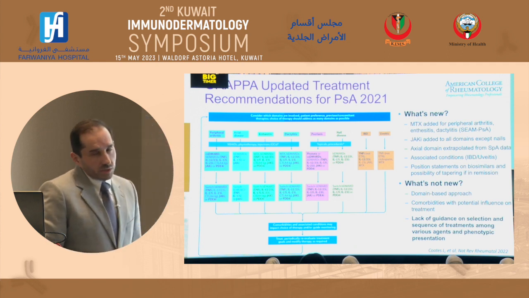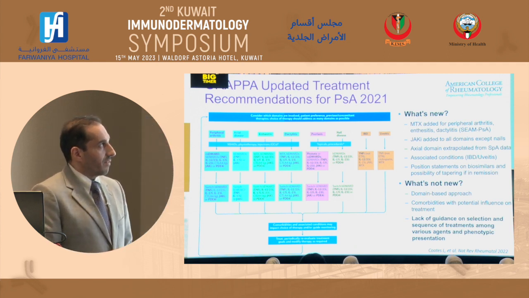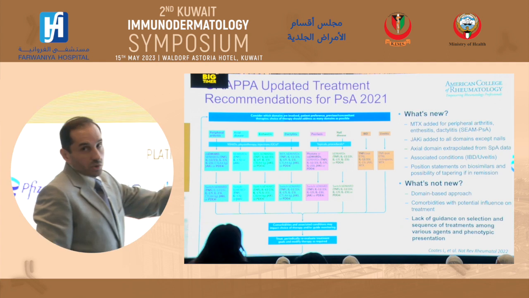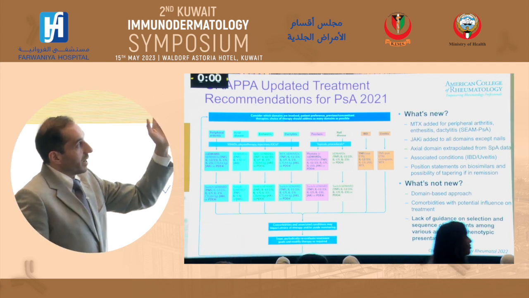GRAPPA updated treatment recommendations, you have probably seen this. We love this because it is divided into domains and tells us which drug to use in different domains. On the left-hand side, we started with peripheral arthritis, and the blue one is axial, enthesitis, dactylitis, psoriasis. It's a common theme you're seeing there that conventional DMARDs work for peripheral arthritis. We can use methotrexate, leflunomide for peripheral arthritis. It doesn't work for axial disease. You go directly to a biologic agent after using NSAIDs. You still can use conventional DMARDs for enthesitis, dactylitis.